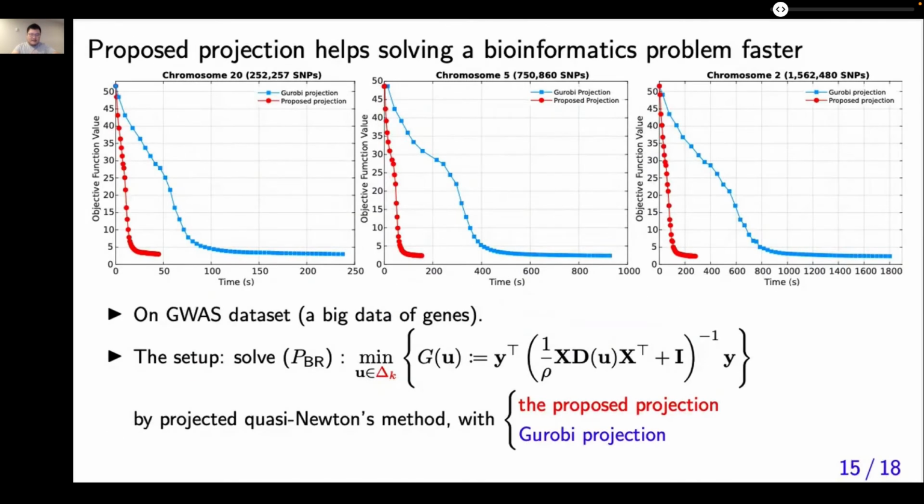So here, this figure is showing the results of solving the PBR, that is the problem listed here, with different projections, that is the GWAS projection in blue and the proposed projection. We solve the problem using Projected Quasi-Newton's method using the two different projections. You can see that in runtime, the red one is always much faster than the blue one, by an order of 1 or 2. And this shows that the proposed projection runs much faster than the GWAS.